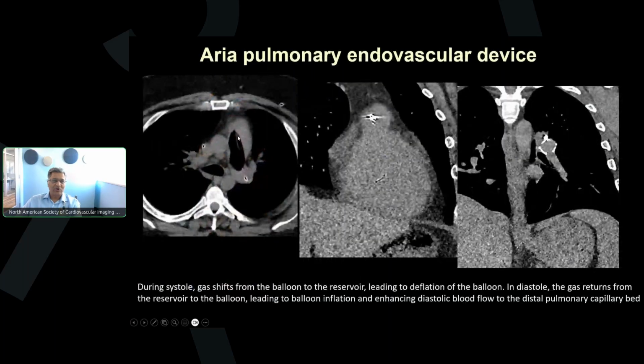This is how it should look normally, where a well-formed, well-defined balloon should be seen in the main pulmonary artery. The balloon should be distal to the pulmonary valve, and then this nitinol cage should be in the descending left lower lobe pulmonary artery.